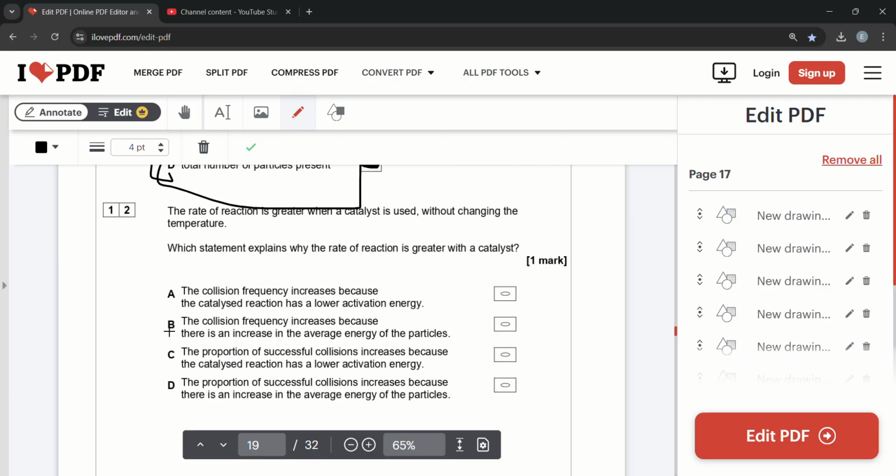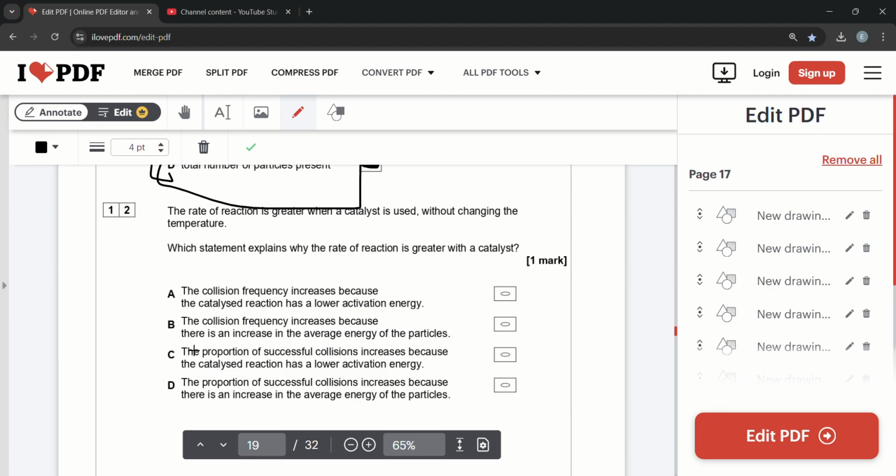12. The rate of reaction is greater when a catalyst is used without changing the temperature. Which statement explains why the rate of reaction is greater with a catalyst? The collision frequency increases because the catalyzed reaction has a lower activation energy. That sounds correct, so let's not cross it off yet. The collision frequency increases because there's an increase in the average energy of the particles.